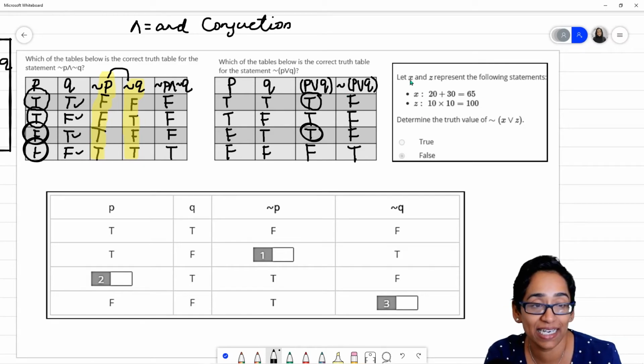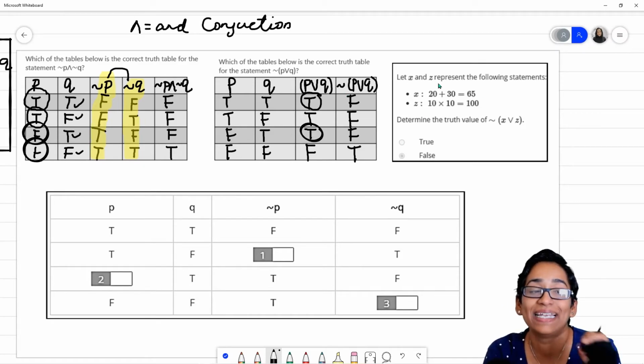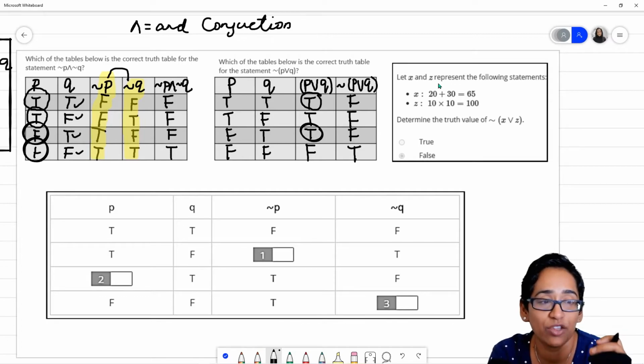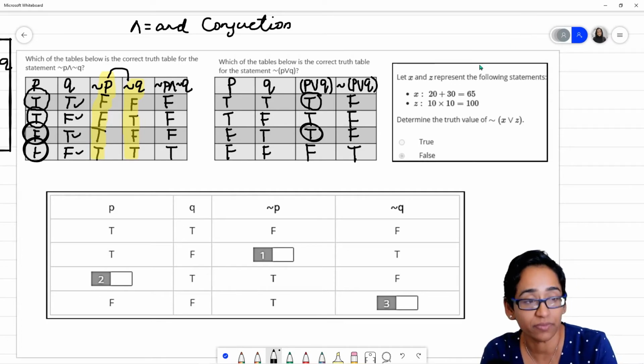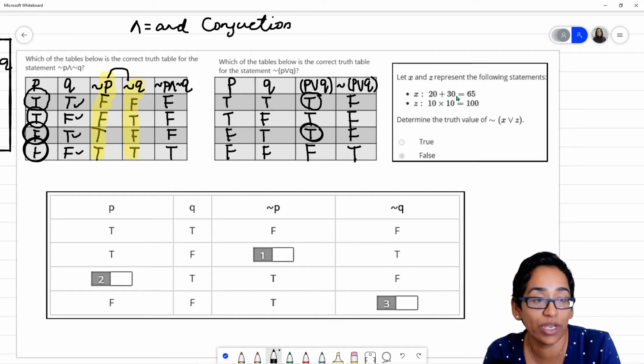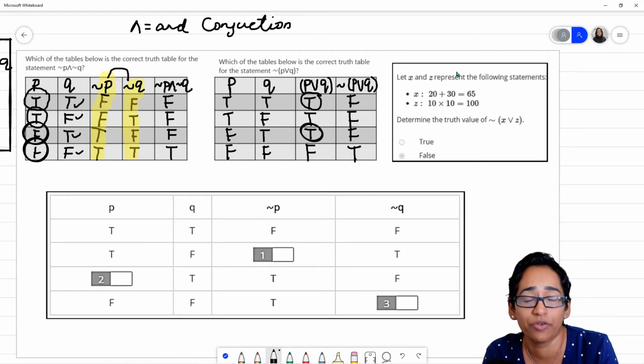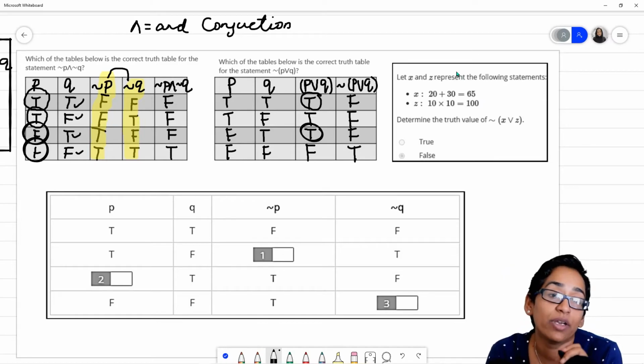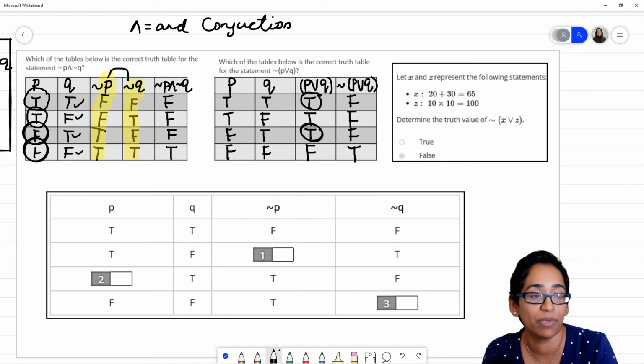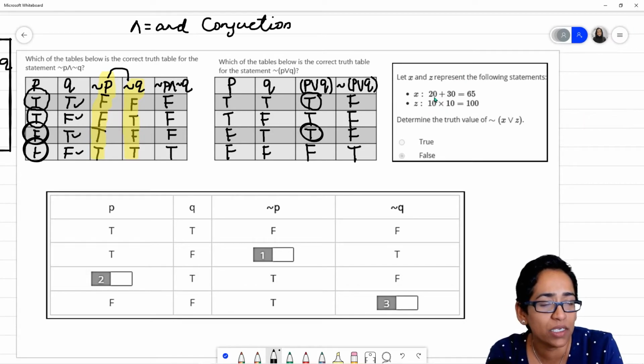Now let's look at the next one. Let X and Z represent the following statements. X is 20 plus 30 is 65. Z is 10 times 10 is 100. Before you go ahead and do that, you will have to write the truth value of the statements. So 20 plus 30 is 65, this is false. 10 times 10 is 100, which is true.